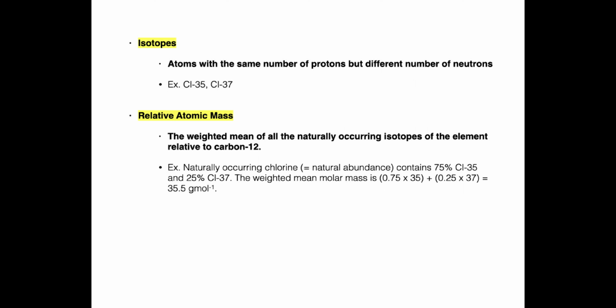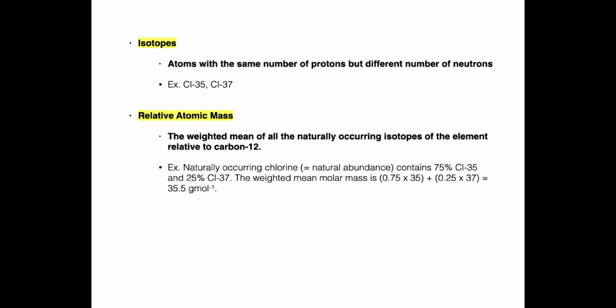As chemical properties are related to the number of electrons, we can say that the isotopes of the same element will have identical chemical properties. However, because they have different mass, their physical properties will be different.